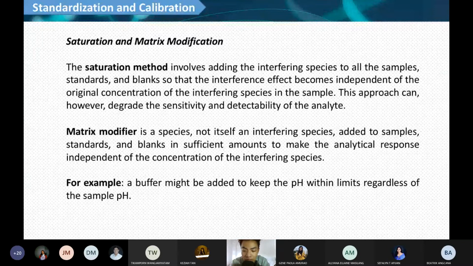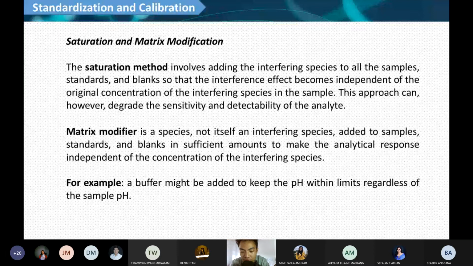Sometimes it may involve addition of interfering species so that the interference will be independent from each other. Because interferences may interfere with the analyte response. So, sometimes you may want to add more interferences so that their concentration will be significant enough to be detected and later on to be removed from the measurements. So, that's saturation method.